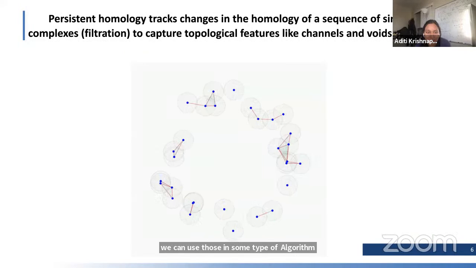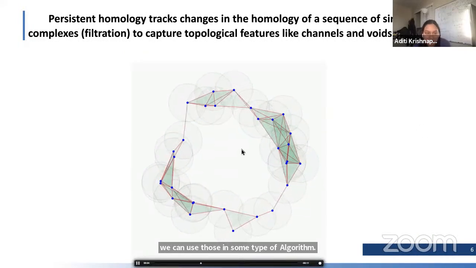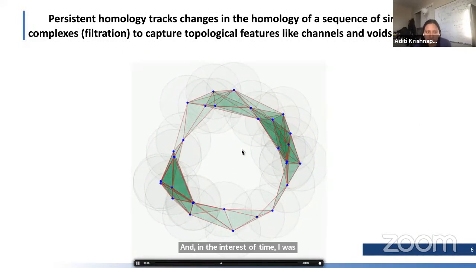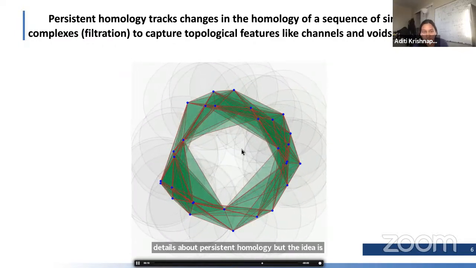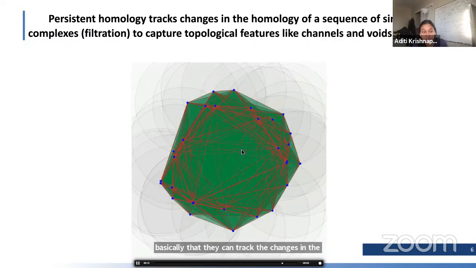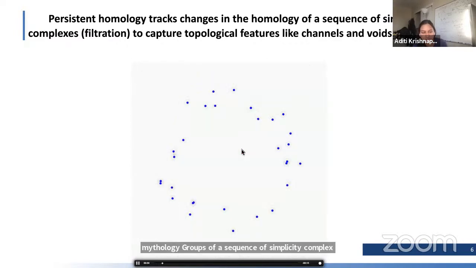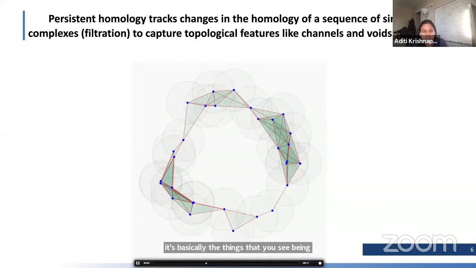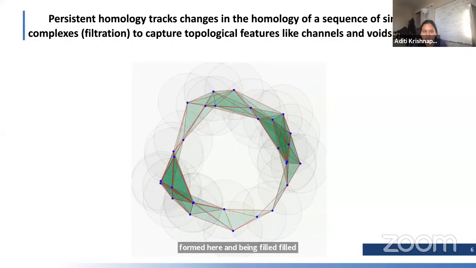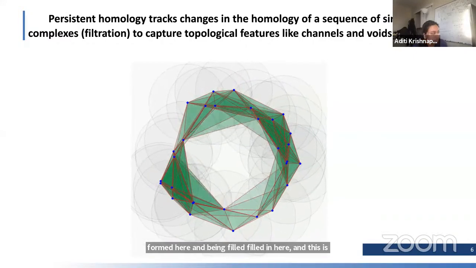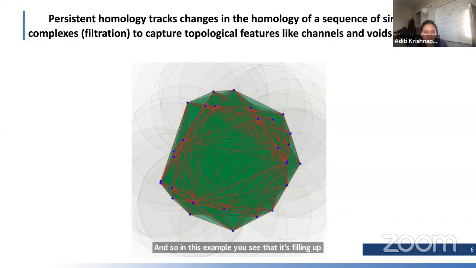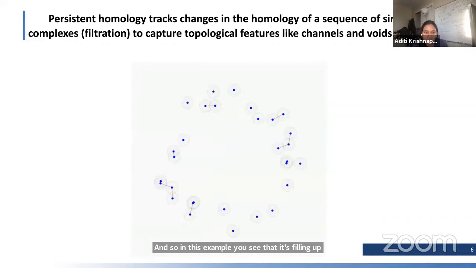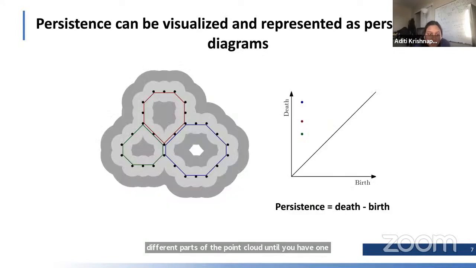And in the interest of time, I won't be able to go into details about persistent homology, but the idea is basically that it can track the changes in the homology groups of a sequence of simplicial complexes, basically the things that you see being formed here and being filled in here. And this is able to capture topological features in the system. And so in this example, you see that it's filling up different parts of the point cloud until you have one very big prominent void at the end.